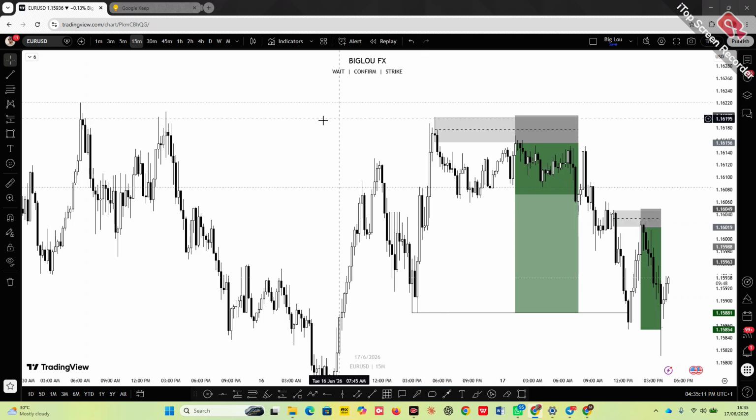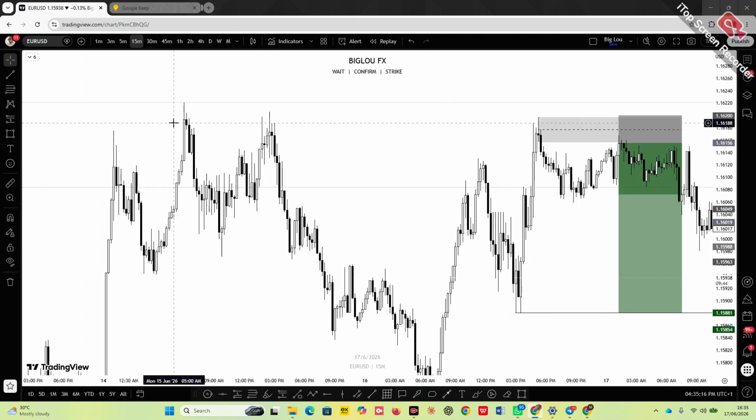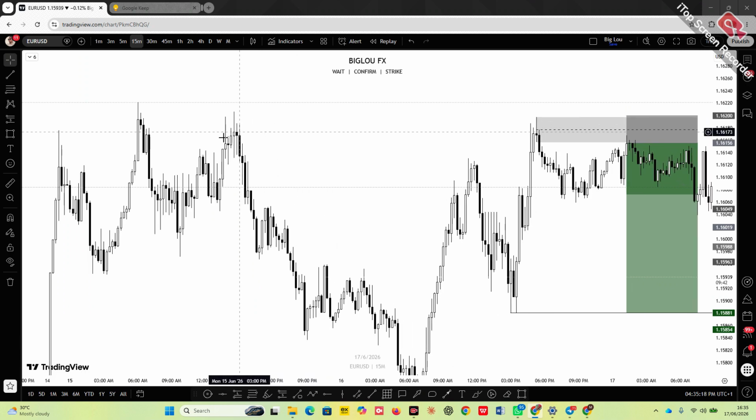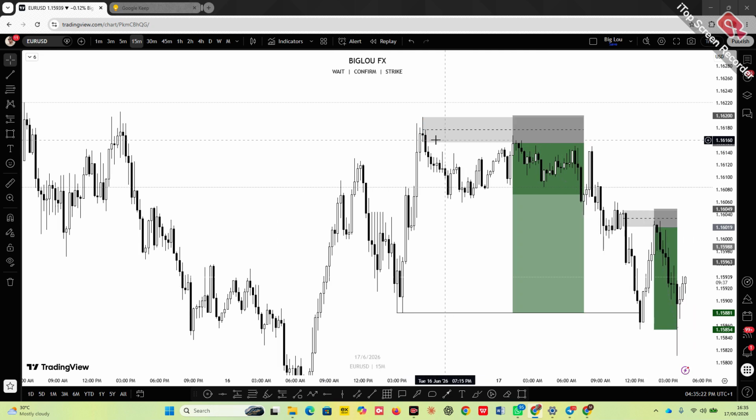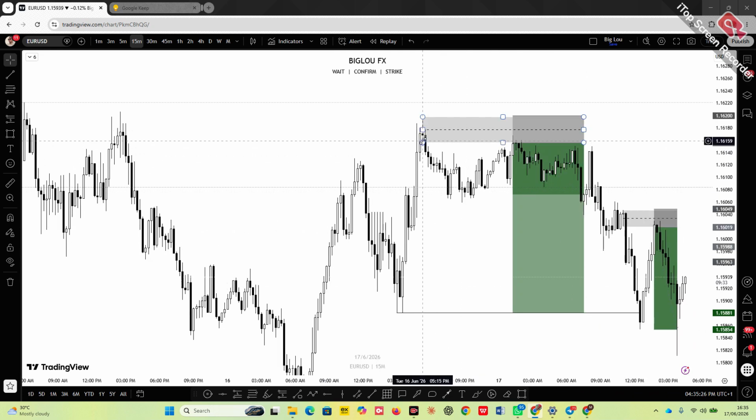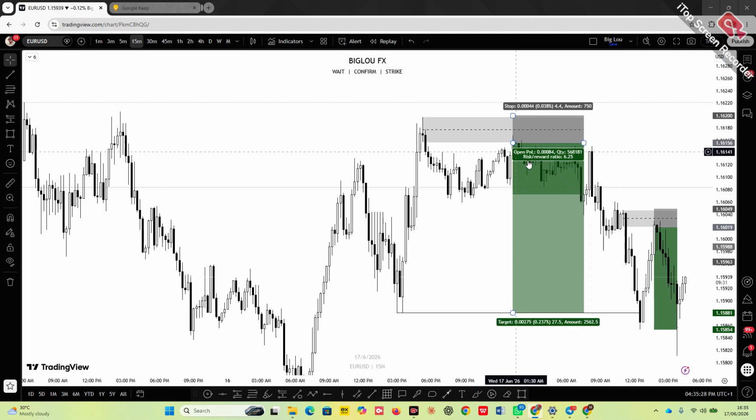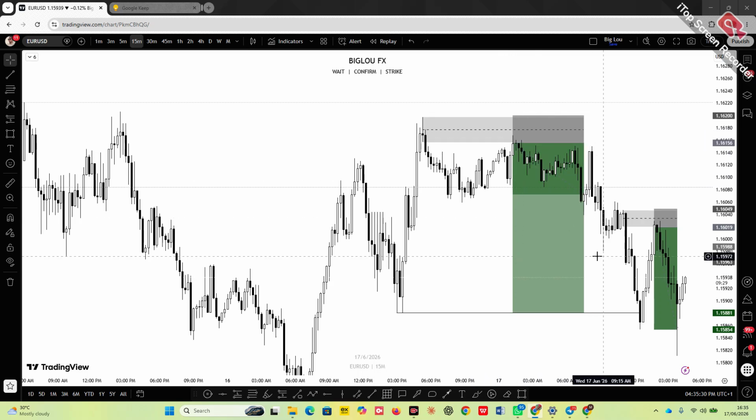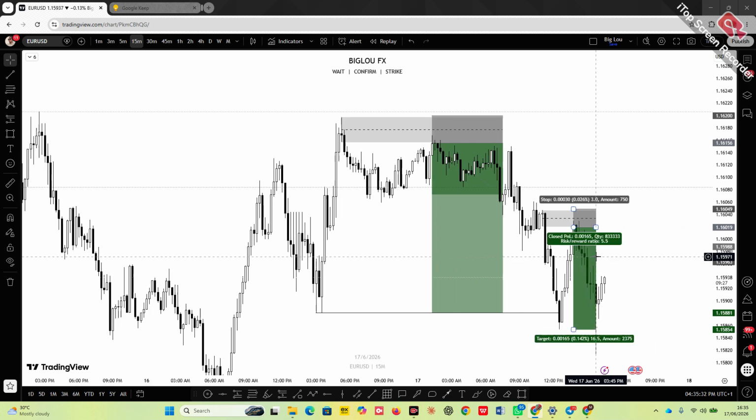Remember, this zone is not a random zone. This reaction we got here was not a random zone. It was a 4 hour supply zone. It came down to the 15 minutes, got the confirmation, and then we sold. This 15 minutes is also not a random zone. I'm showing you the 3 minutes confirmation, how it closely multiplied our risk to reward.